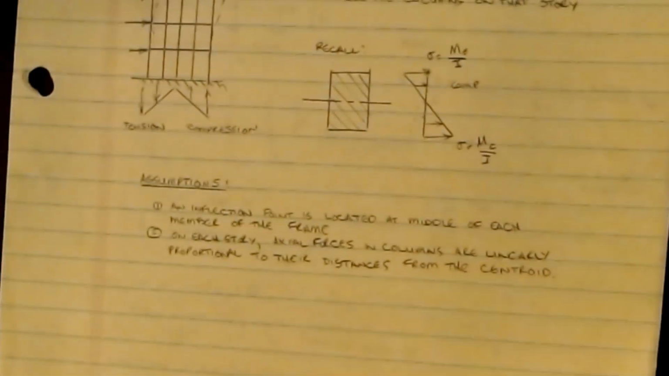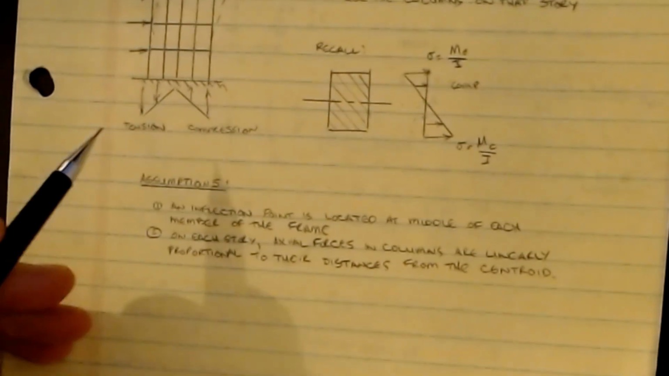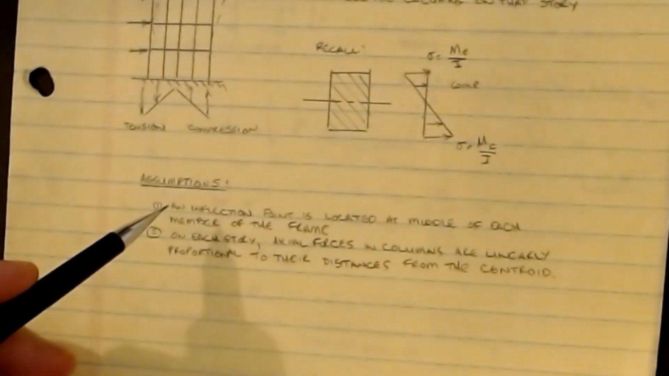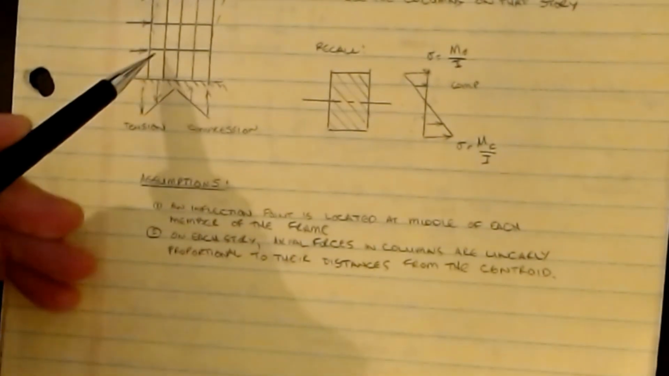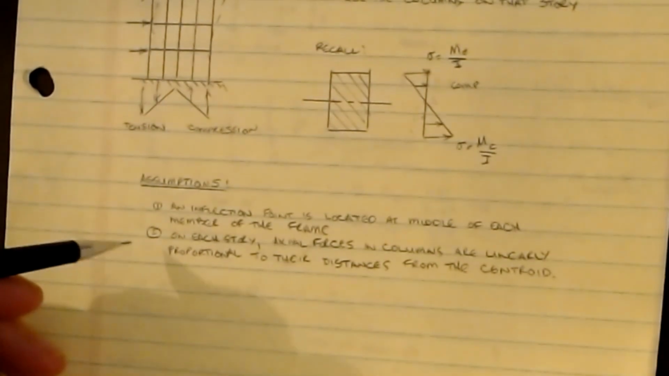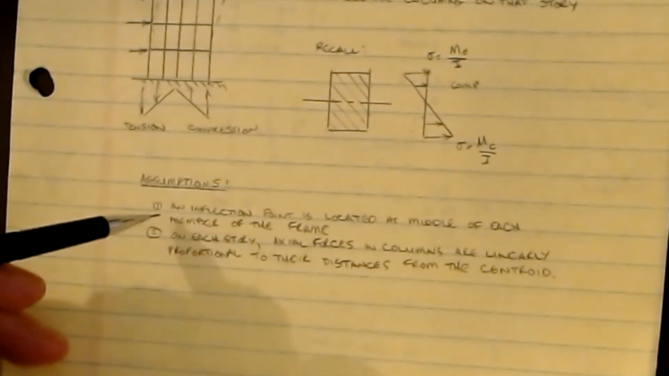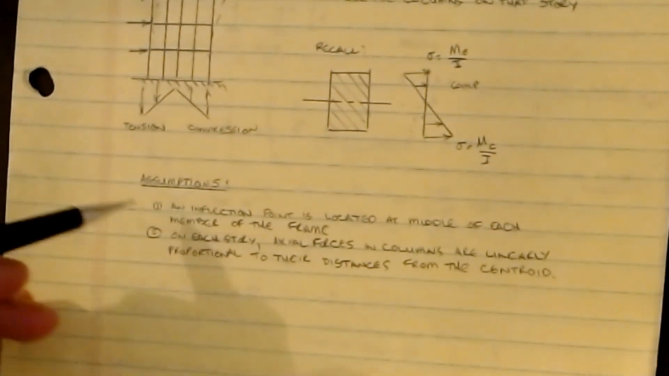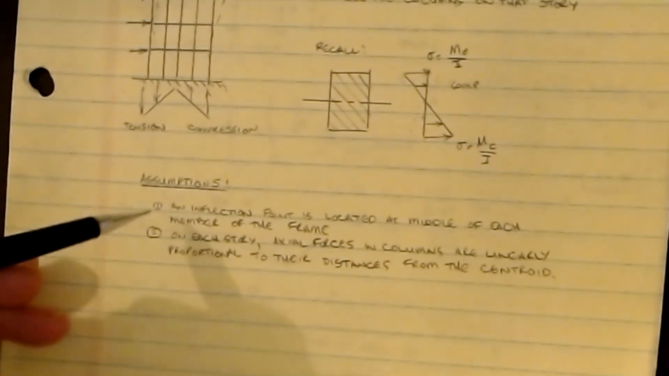In most buildings, that's what they're classified as. If all of that is true, then there is an inflection point that is going to exist at the mid-height of the column and the mid-height of the beam, just like we did back in the portal method. It's exactly the same. If you need some review on why that was, you can go back to our other video on the portal method and that'll explain it to you.